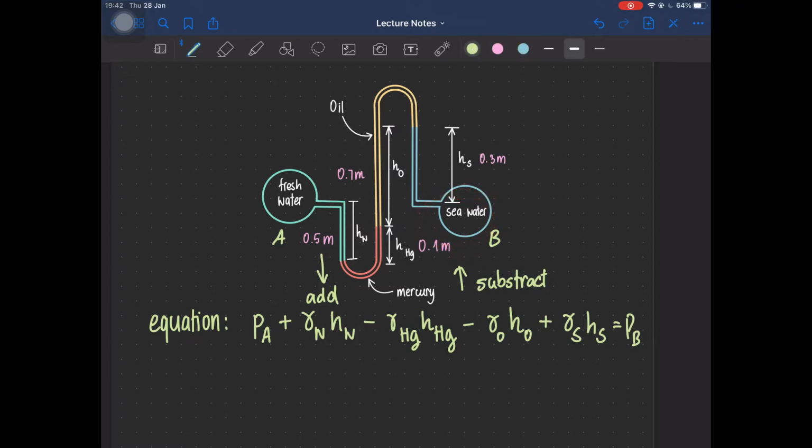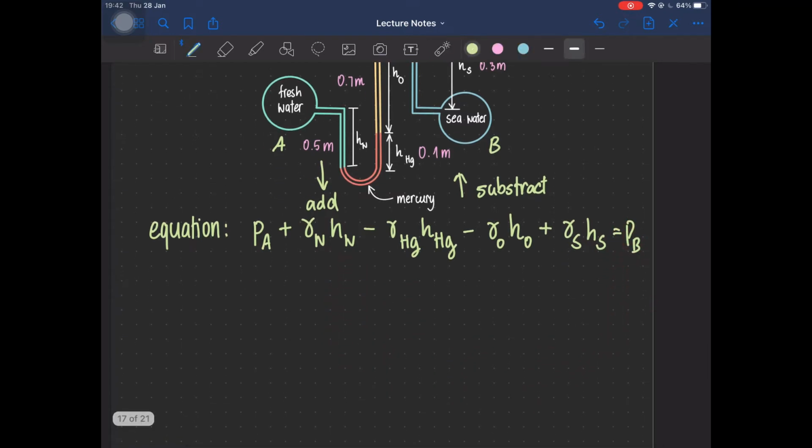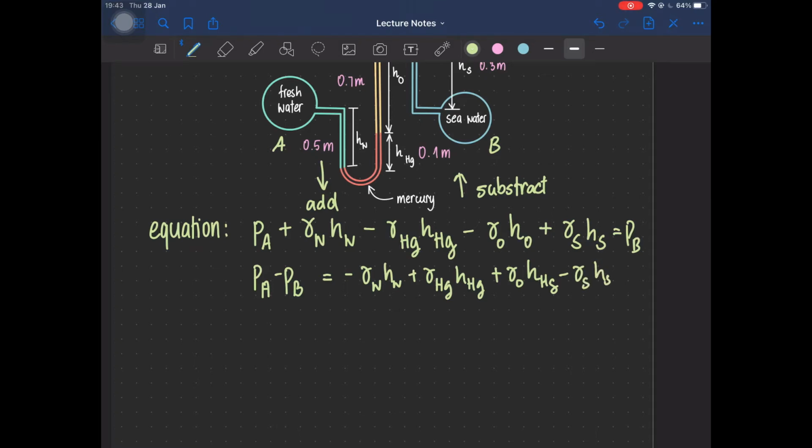After we have finished writing the equation, we have to either move all the variables to the right side or move the pressure PB to the left side. In this case, the question asks for the difference between two points, A and B. So we write PA minus PB, and we move all the rest to the right side. Don't forget to change the signs when you switch sides, because everything is going to change. After we rearrange the equation, it's time for us to substitute the numbers.